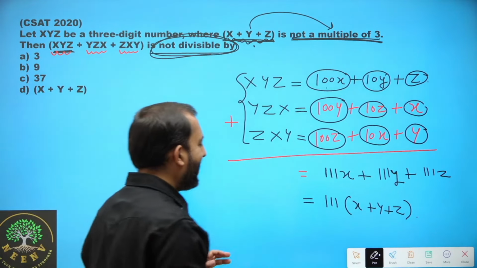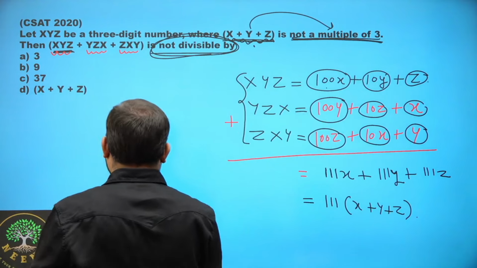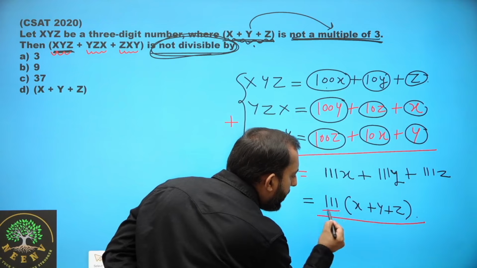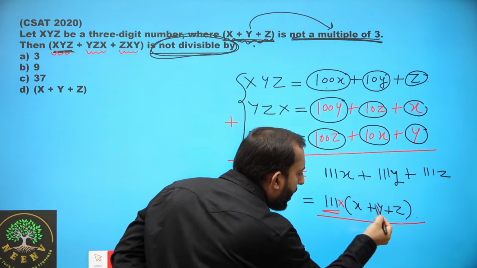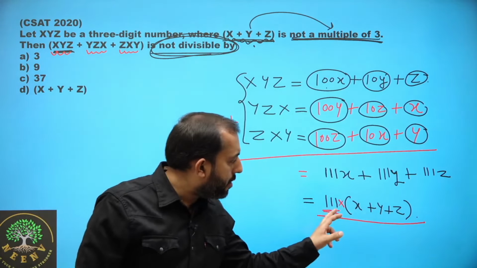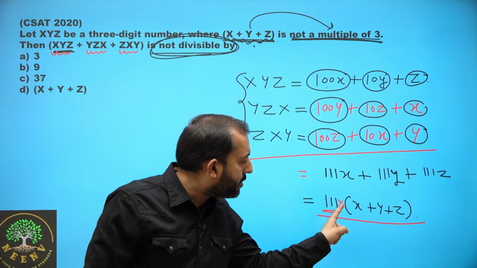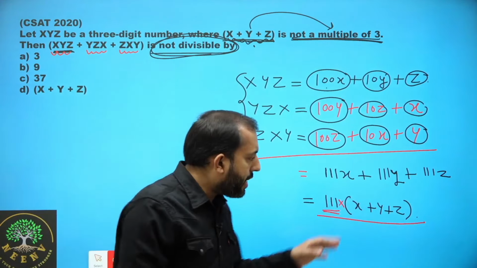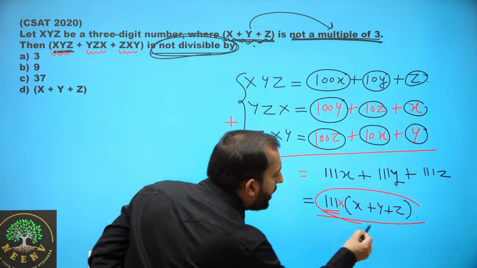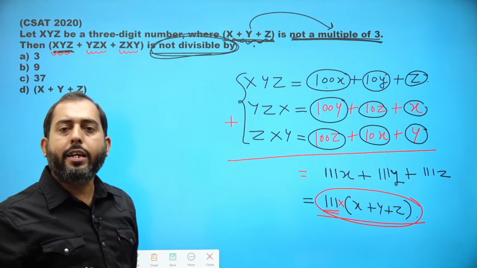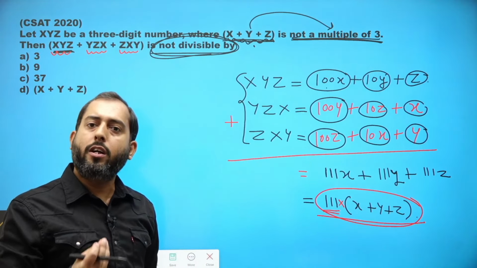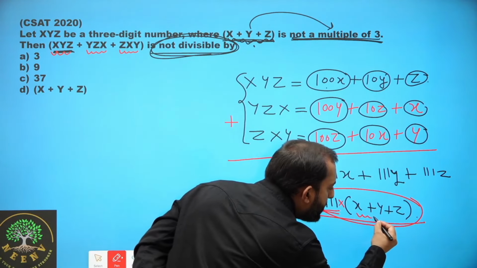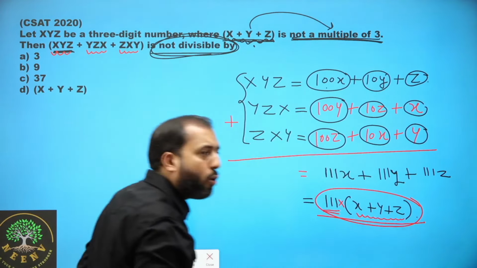Okay, now let's check it out. Now, since this expression is 111 into x plus y plus z, definitely this expression is divisible by 111. Definitely this expression is divisible by what? Triple one. Also, this expression is divisible by x plus y plus z also.